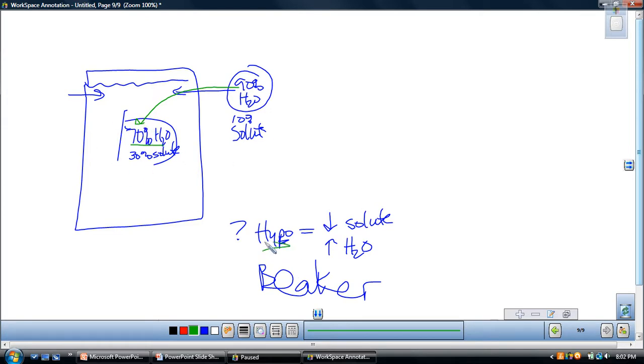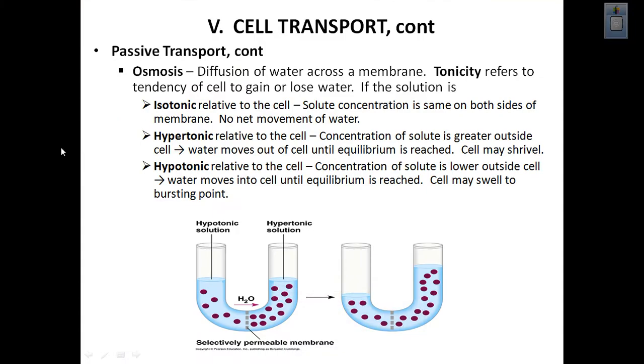So hypotonic means less solute, higher in water. Hypertonic means high solute, low water, and then iso means equal water to solute concentration on the inside of the cell to the outside of the cell, okay?